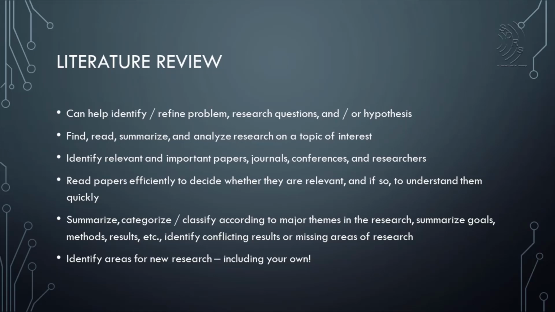The research that you'll do in a literature review consists of finding, reading, summarizing, and analyzing research on a particular topic of interest. You'll identify relevant and important papers, journals, conferences, and also researchers who are active in the area. And you can go back to those conferences, journals, and researchers to find more and additional research on this topic and related topics.